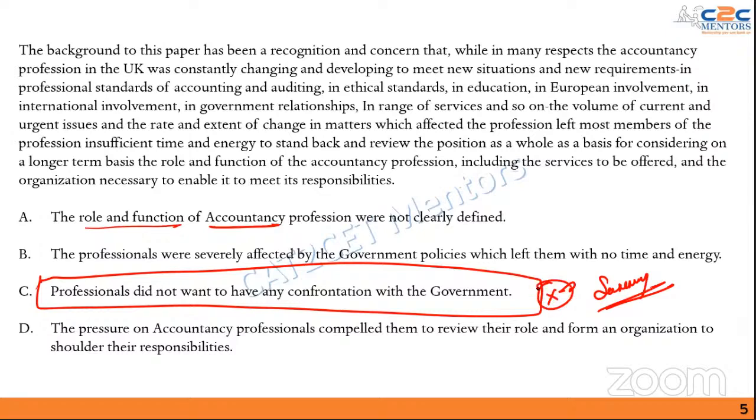Look at D. The pressure on accountancy professionals. Great. Professional, accountancy professional. Great. यहाँ पे भी accountancy professional. Compelled them to review their role and form an organization to shoulder their responsibilities. अच्छा, तो accounting B out, C तो पहले भी out था. The role and function of accounting. चलो अभी थोड़ा पढ़ लेते हैं. The background to this paper has been a recognition and concern that while in many respect of the accountancy. अच्छा, accountancy यहाँ पे आया. मैंने क्या कहा, ये outcome है.